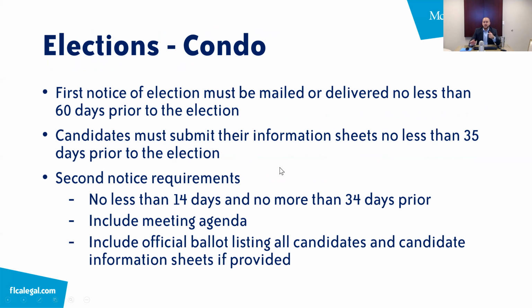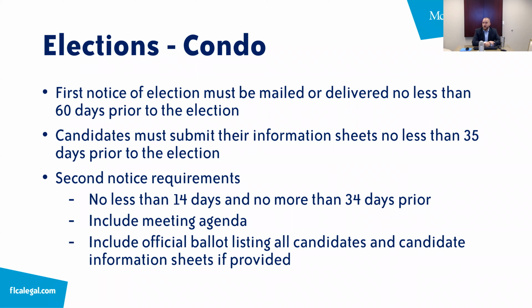For condos, this is the overview of the election process. The first notice of the election must be mailed or delivered no less than 60 days prior to the election. The first notice goes out as a call for candidates. Candidates have to be eligible and submit their name within 40 days, as we talked about. And then you have a candidate information sheet that must be provided no less than 35 days prior. So you have to get your name in 40 days prior, and then you have another 5 days to get your sheet in if you didn't already do that.